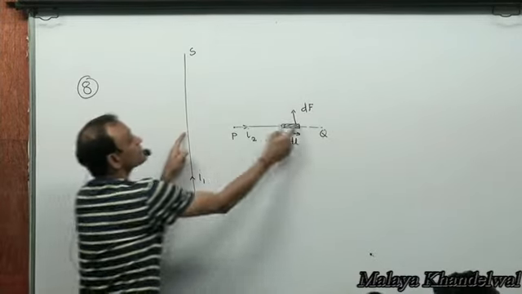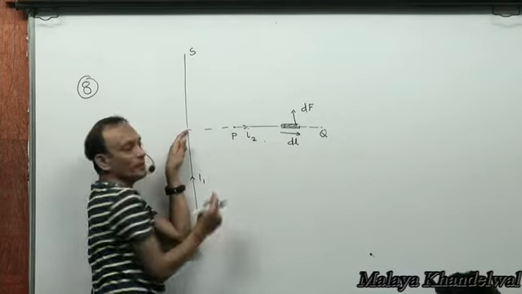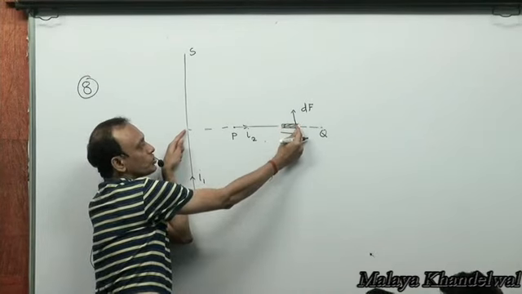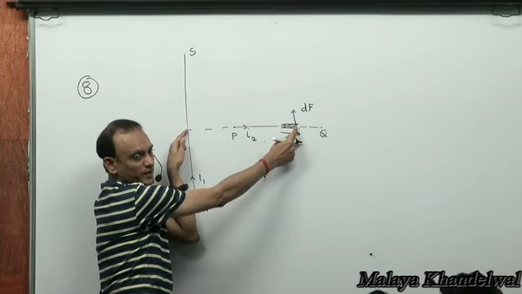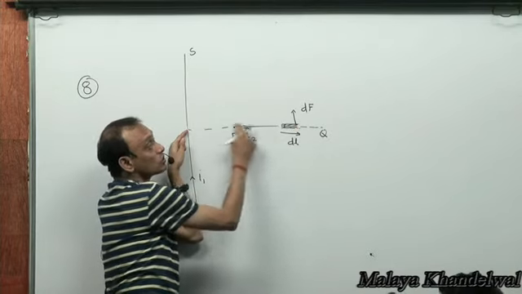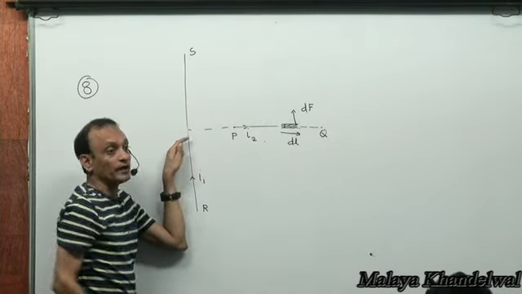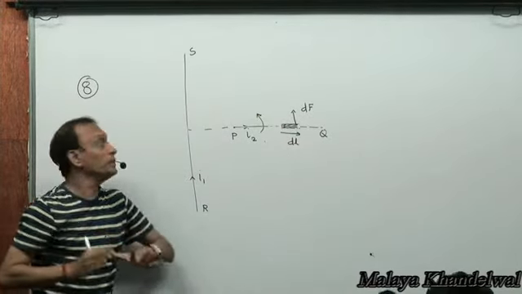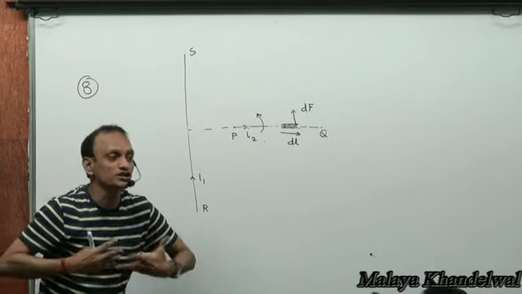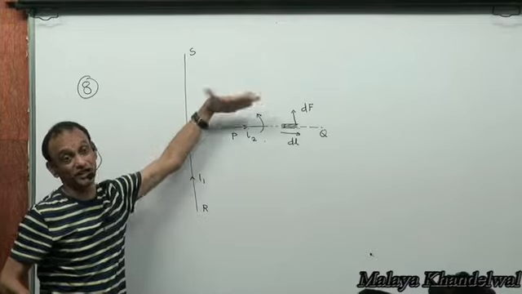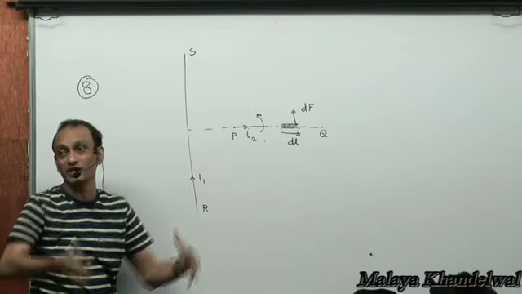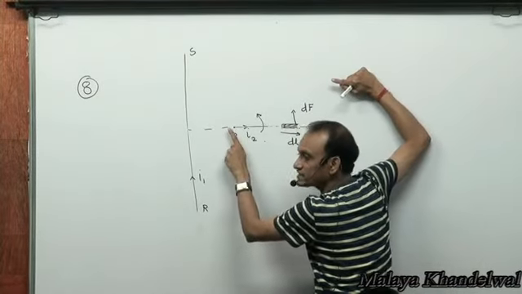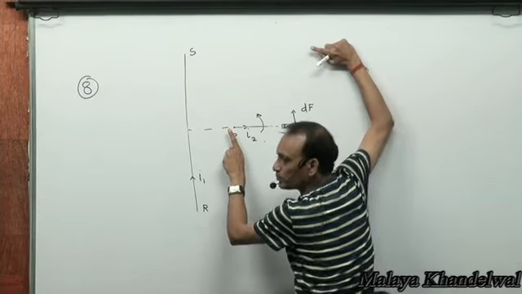Also, this DF produces a non-zero torque about this wire. DF into this length is a non-zero torque produced about this wire. Yes or no? That means there is a non-zero torque acting on PQ, and that non-zero torque will produce rotational motion. So PQ will get into general rigid body motion. There is going to be translation as well as rotation. Why translation? Because these DFs are all upward, acting on various DLs on PQ. So there is a net upward force acting.